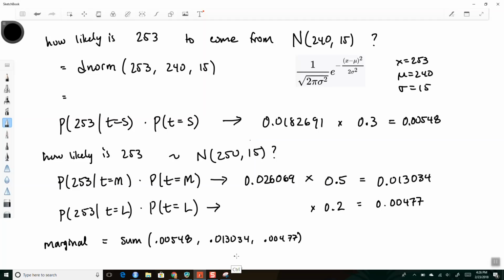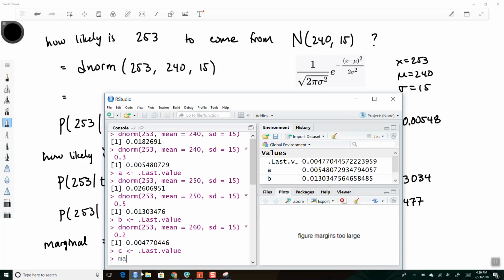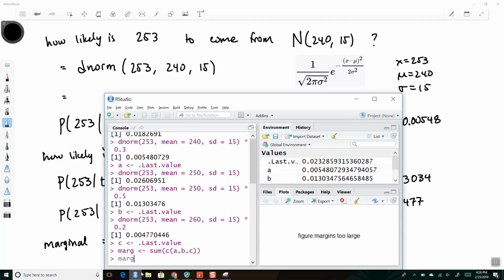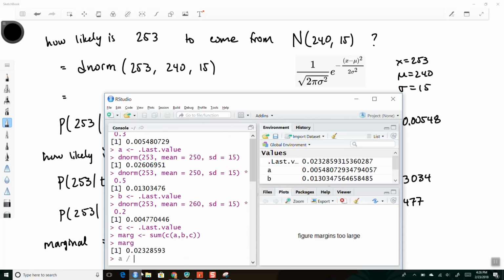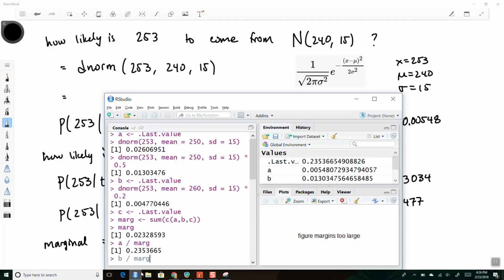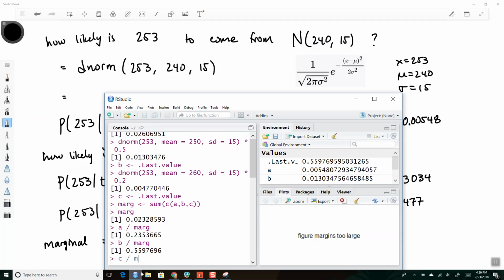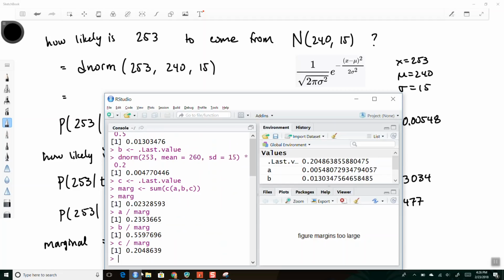This is what goes on the bottom. And so when we normalize this, I'll just call this the marginal, which will be the sum of A, B, and C. Okay, so my marginal comes up to be this, and then I just do A divided by the marginal, B divided by the marginal, and C divided by the marginal. After all the information, the probability of being small is around 24%, the probability of being medium is around 56%, and the probability of being large is around 20%.